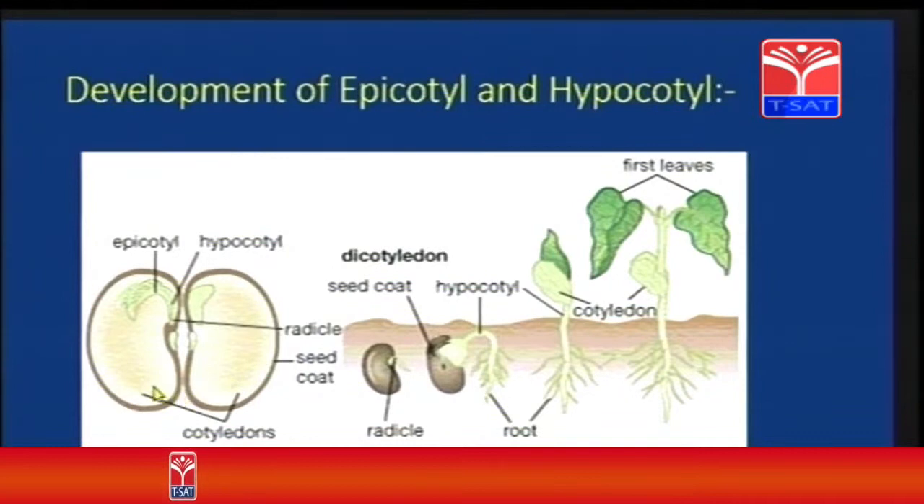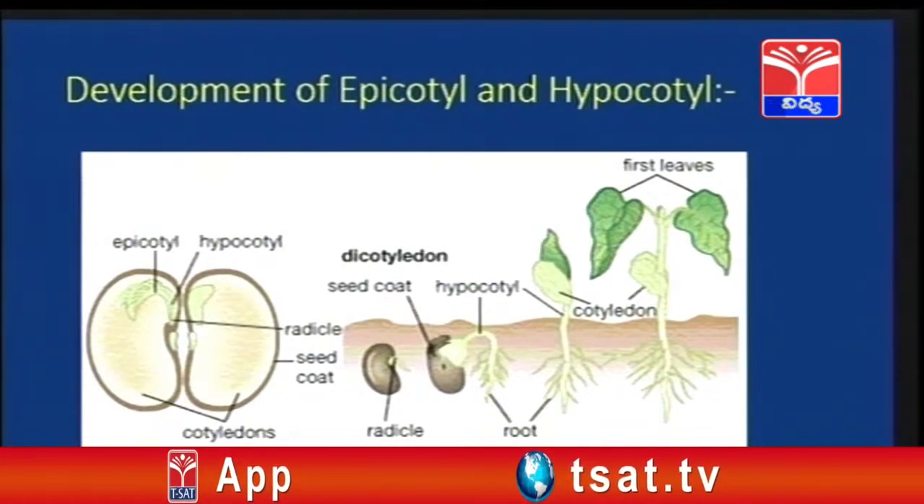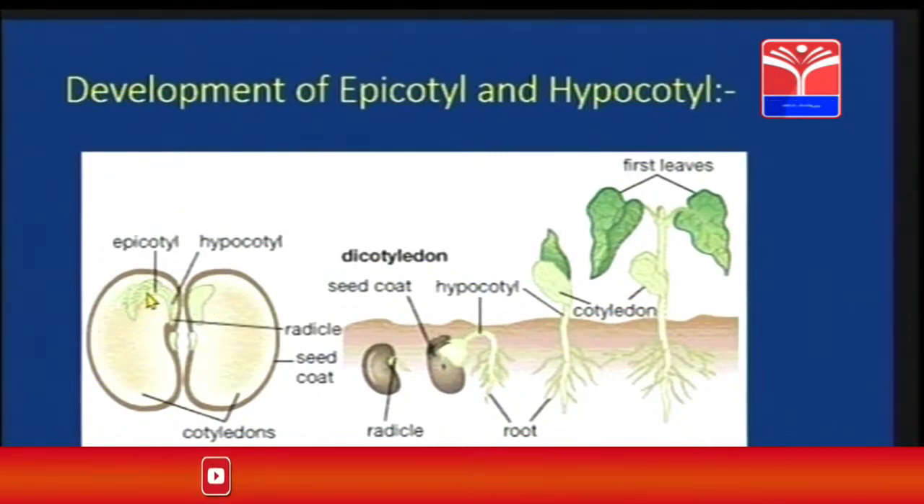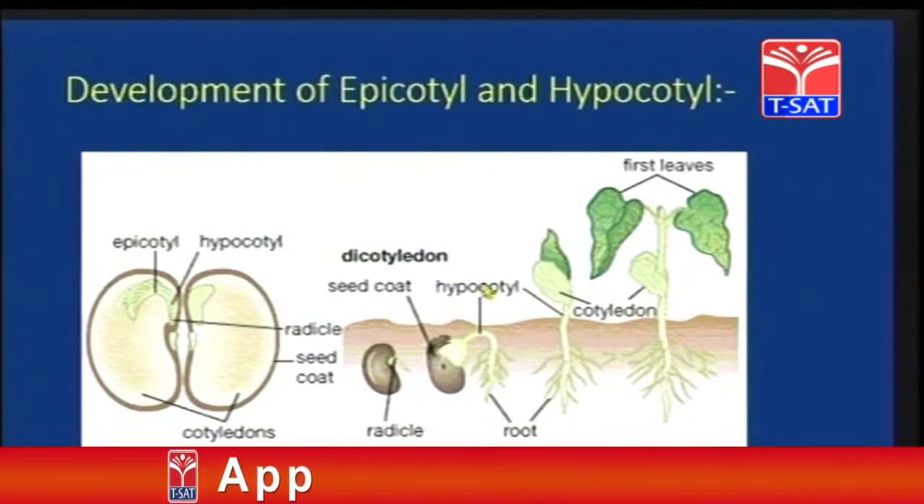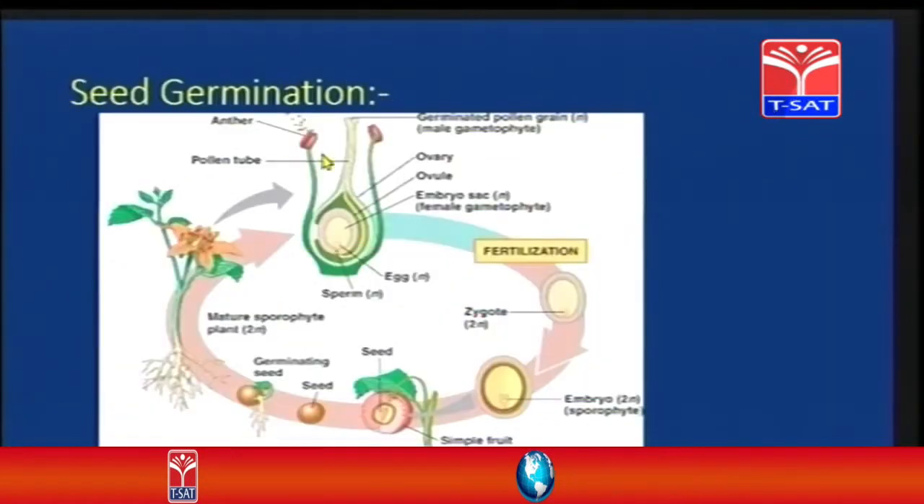That is, when the seed germinates and breaks, these are the parts present inside the seed: the hypocotyl and the epicotyl. As I told you all, the hypocotyl will develop the root system. So, you can see over here that roots are well developed because of the hypocotyl, and the epicotyl will develop the first leaves.